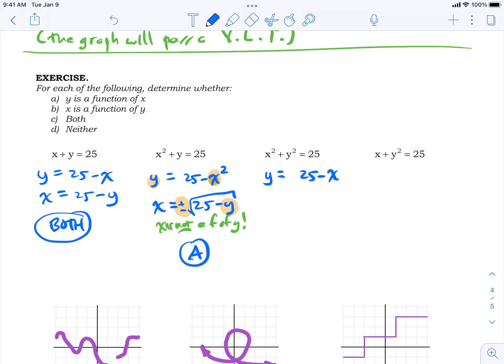If I were to try to solve for y, I would have to first subtract the x squared from both sides. Then I would have to take the square root of both sides, and that's going to be a plus or minus. And as soon as you put that plus or minus in front, it means that when I plug in a value of x, I'm going to get two values of y. y is not a function of x.